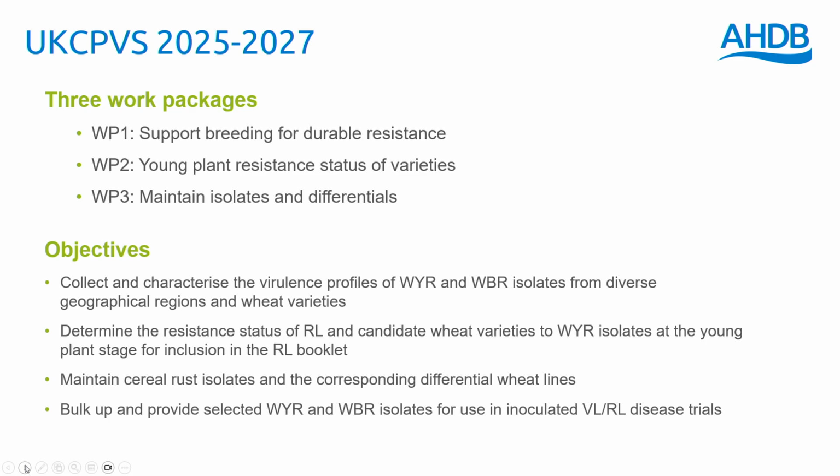So the key objectives of the project are slightly different to the previous year. So we will collect and characterize the virulence profiles for wheat yellow rust and brown rust isolates from diverse geographical regions and different wheat varieties. We determine the resistance status of recommended list and candidate varieties specifically for wheat yellow rust at the young plant stage exclusively. Again, we are not funded to do the adult plant resistance, and this data from the young plant stage will go into the RL booklet.